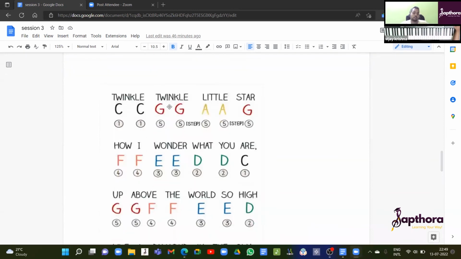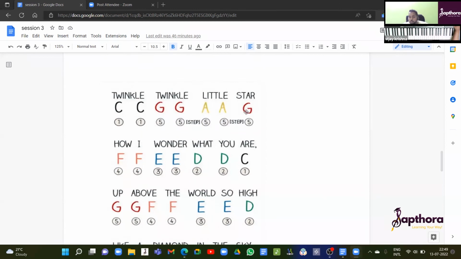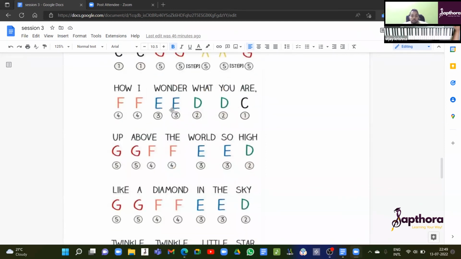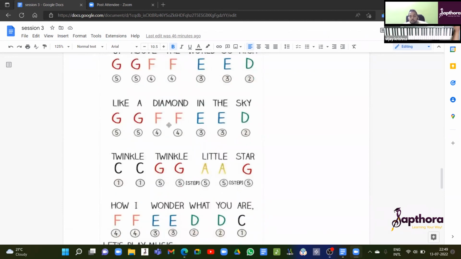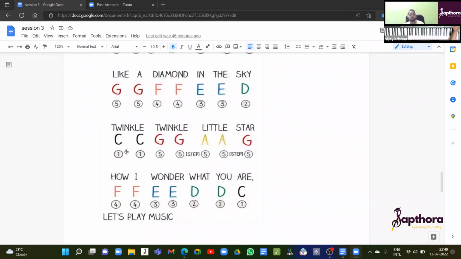So as you see here, it starts with C, C, G, G, A, G, and F, E, D, C. And again, G, G, F, F, E, E, D. And again it repeats the line G, G, F, F, E, E, D. And here are the last two lines: C, C, G, G, A, G, F, F, E, E, D, D, and C.